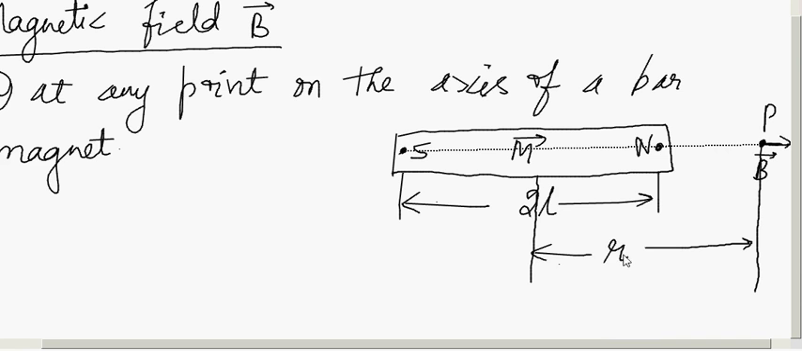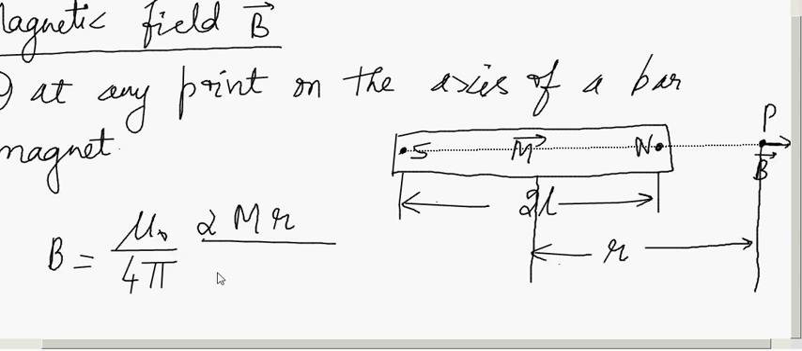From the center of the bar magnet it is at a distance r. Now the magnitude of B is given by mu naught by 4 pi into 2 m r divided by (r square minus L square) whole square. And the direction is as shown in this figure. It is directed parallel to dipole moment m.